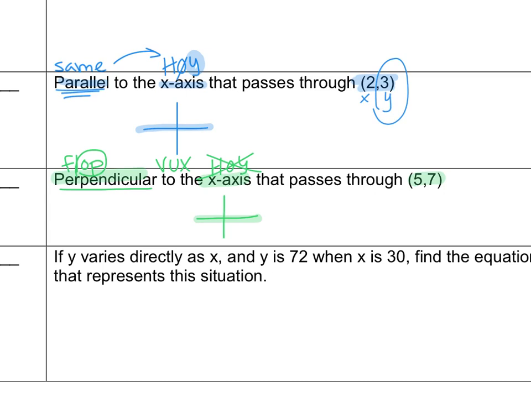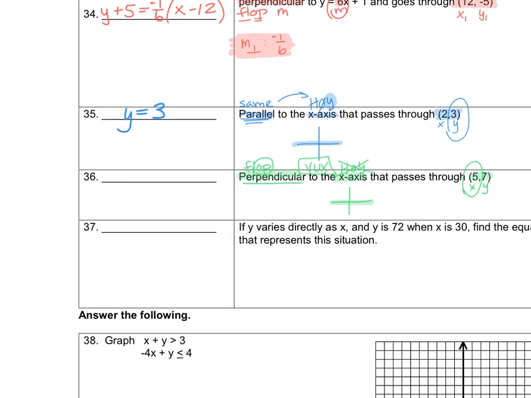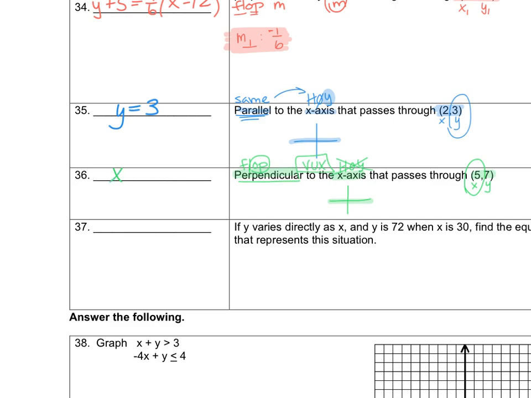So we're looking for it to be vertical, which means when I look at my point, I want the x value, because vertical means I want the x value, x equals equation. So my equation becomes x equals 5.